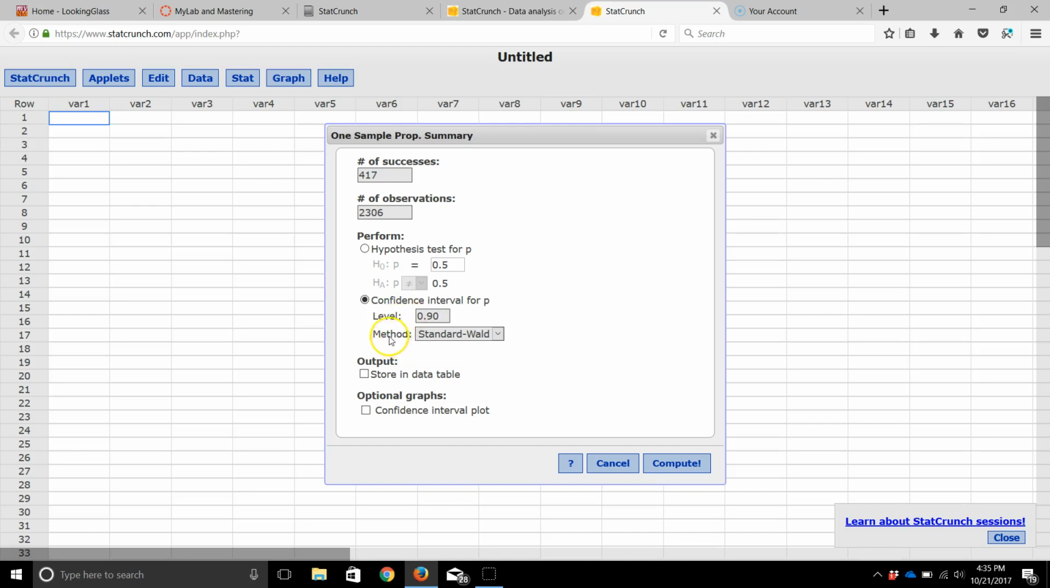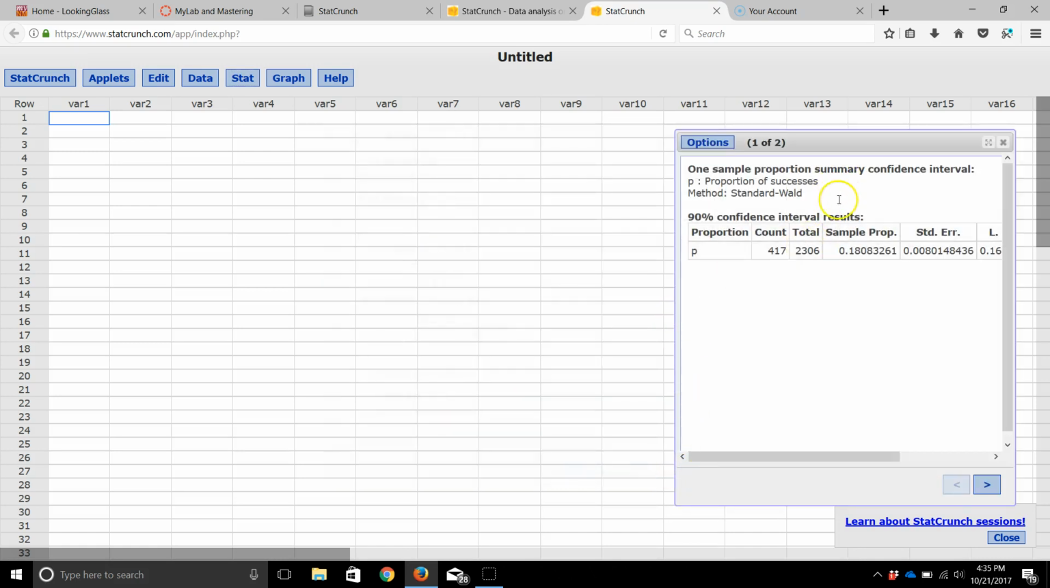You can just leave the method as is for the default. You don't need to store in a data table. You don't need a confidence interval plot, although it can be kind of interesting to look at. So I'm going to go ahead and click that just so you could see it, although it's not necessary. If you go ahead and do the confidence interval plot, you're welcome to include that in your lab report as well. Now we click Compute, and we see the results here.